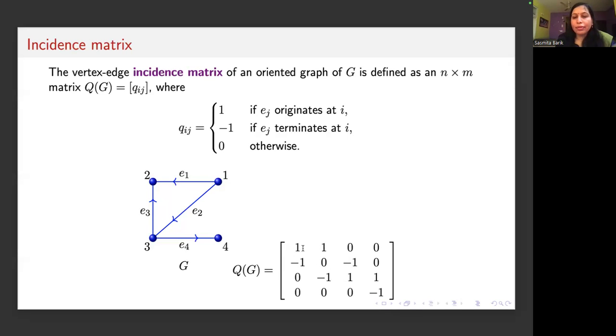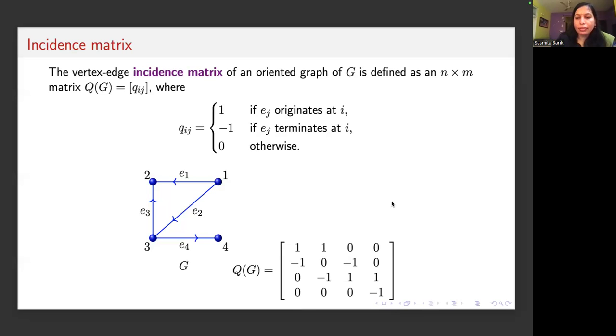So if I look at the modulus of all entries in each row and add them, that will give me the degrees. And if I add all the column entries, I'll get 0. So column sums are 0.